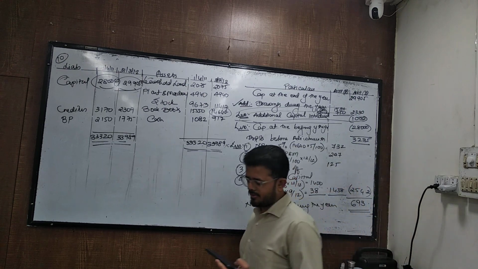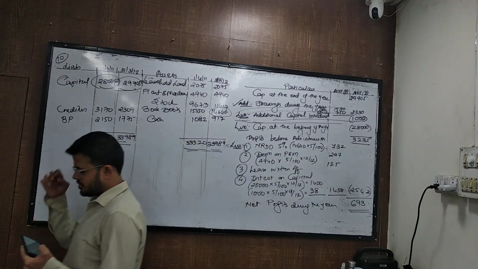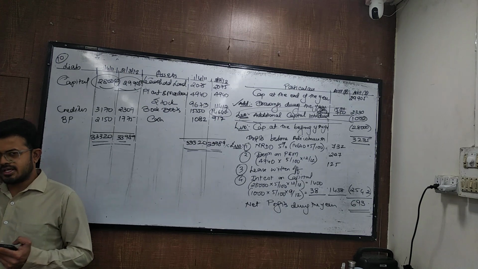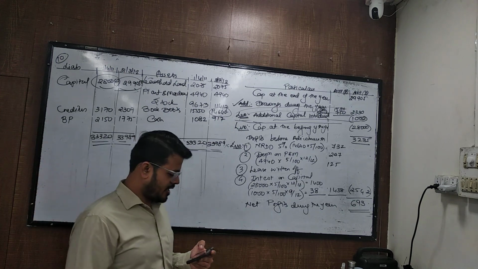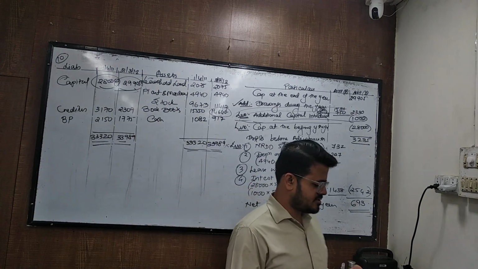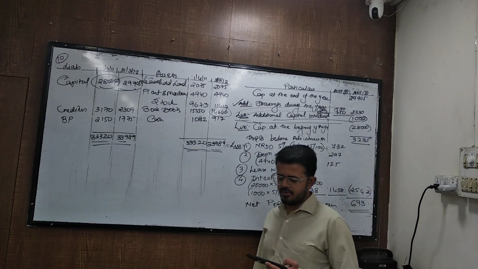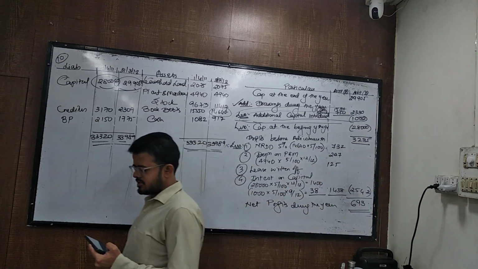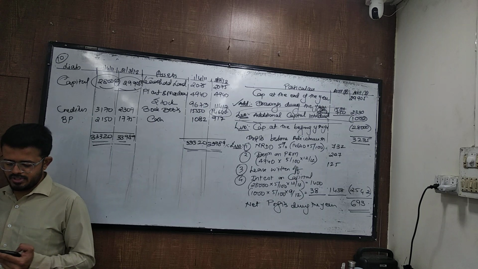Double entry system of bookkeeping is a scientific method of bookkeeping. True. Preparation of trial balance is not possible under single entry system. True. Statement of affairs and balance sheet are one and the same. False. They are different. Okay.